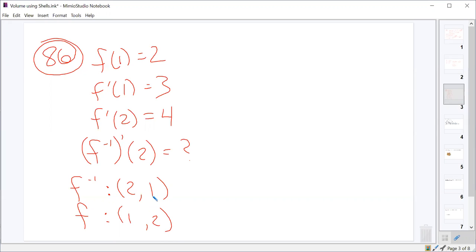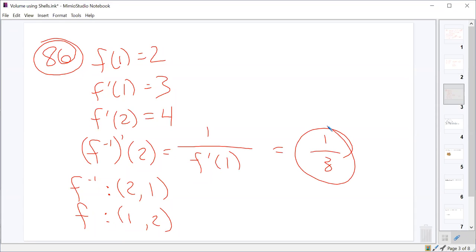So now the rule says that f inverse prime of 2 should equal one over f prime at 1. And f prime at 1 is 3. So this should be 1/3. That's just the inverse. Good? Inverse rule, an important rule.